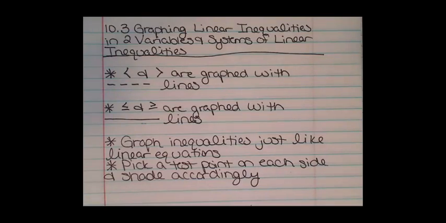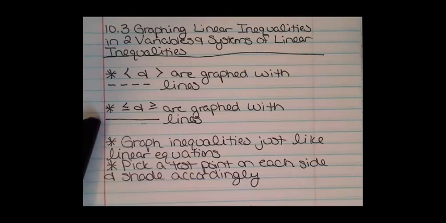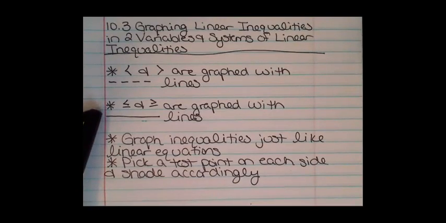So the first thing to note is that if you're dealing with just greater than or just less than, without the equals to part, and you're graphing those, you're going to be using a dashed line. And if you are graphing inequalities that are greater than or equal to or less than or equal to, you're going to be using solid lines. So really, if it's the second case, your graph is going to look exactly the same as a linear equation.